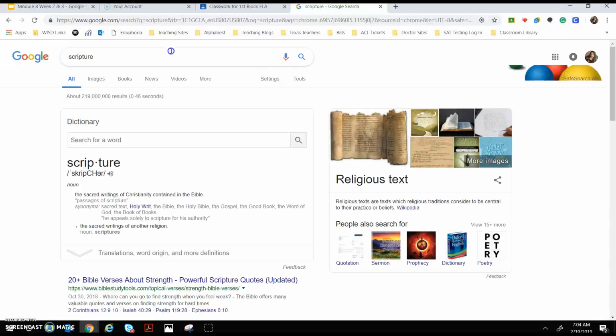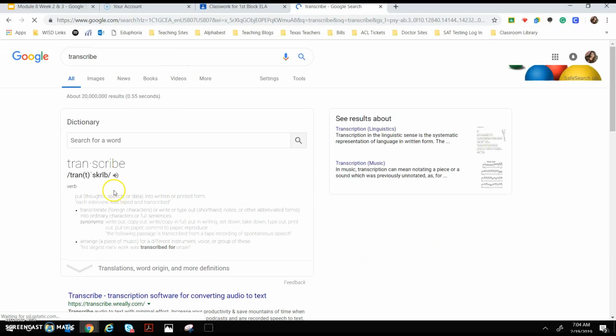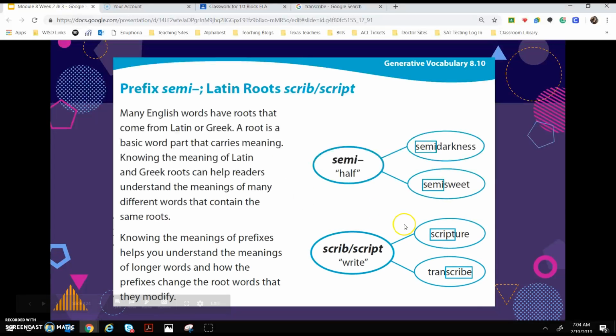Transcribe, if we come here and look at transcribe, transcribe is to put thoughts into written or printed form, okay? So to put thoughts in written or printed form. So that's how these root words affect this word. And then when we look at semi here, this is a prefix, and that's how they affect this word. So just to clarify, semi is a prefix. Scrib and script is a root word.